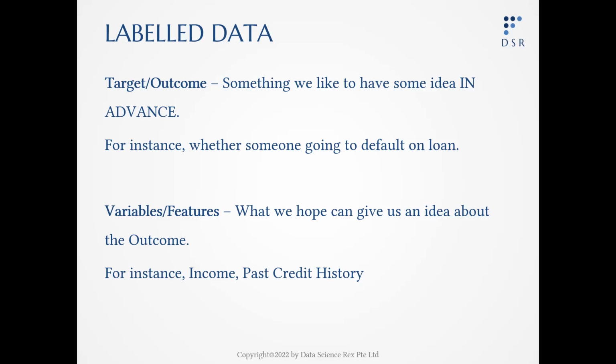Variables or features will be what we hope can give us an idea about the outcome. So for instance, it could be the income, it could be the past credit history, it could be whether, for this particular instance, if you're looking at your friend, he or she has borrowed money before from you and how was the experience? So those are what is known as features.